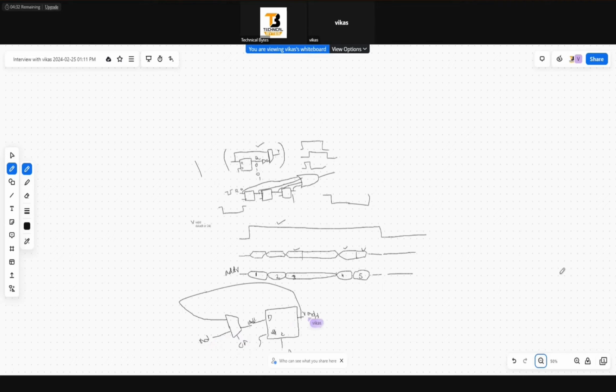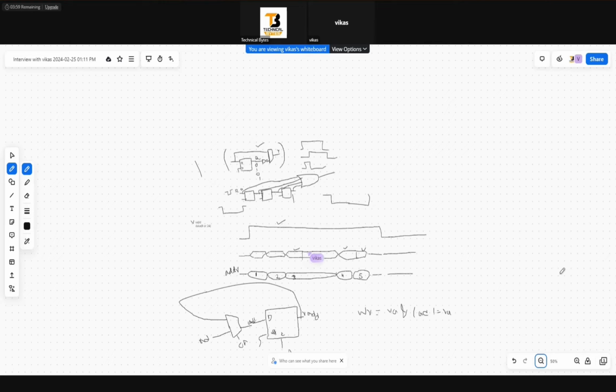And FIFO write enable. Let's say we are storing it in some FIFO. For that, the write enable will be valid and a comparator will be used: input address not equal to registered address. Only if this condition is there, we will be taking this data and putting it into this FIFO.